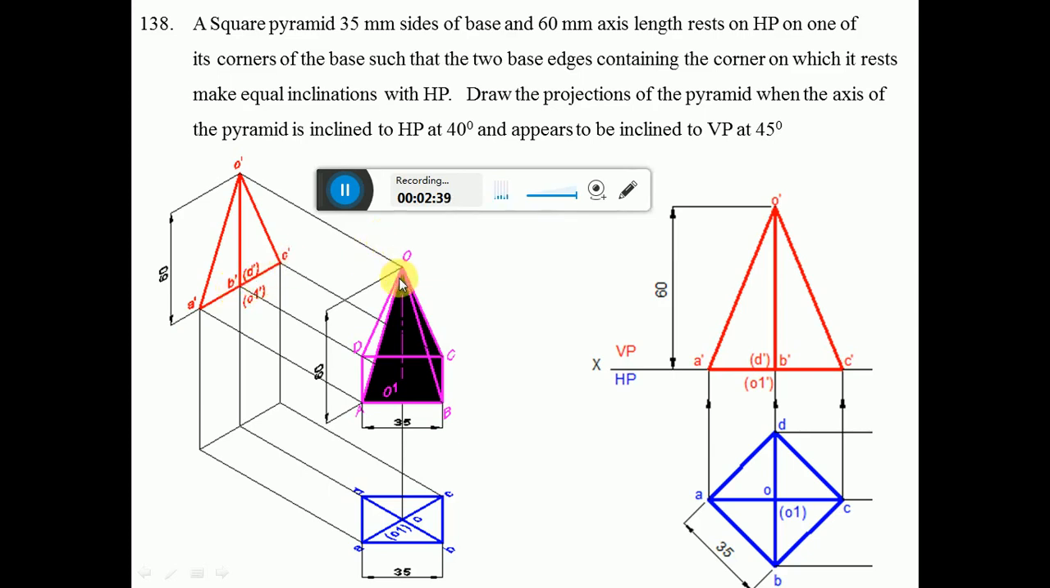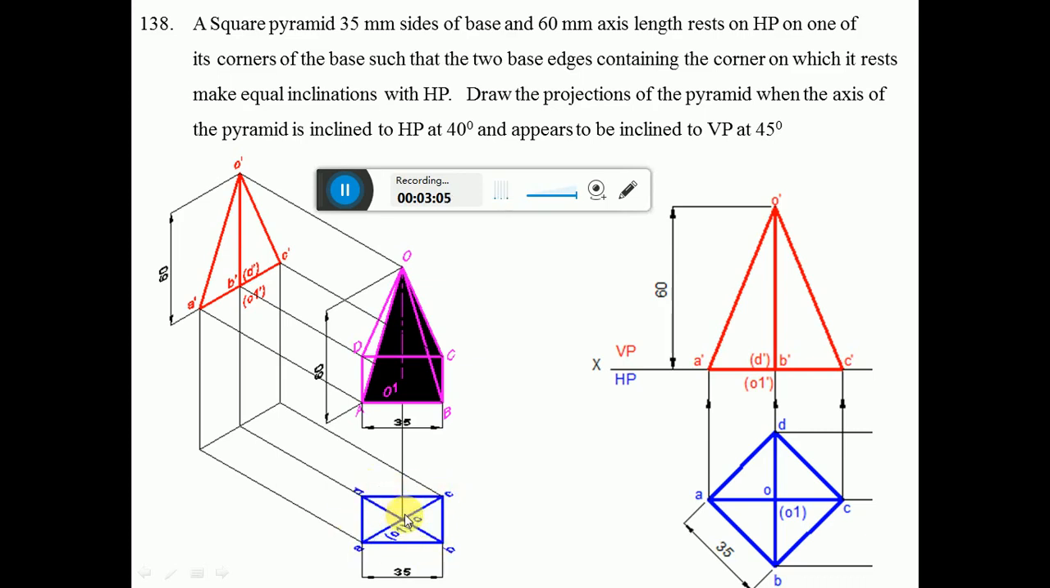When you look from the top view, ABCD is visible and you have the apex point. So draw a continuous dark line between AC and BD, because OA is a dark slant edge and OC is also a slant edge. So here OA and OC, similarly OD and OB. So you have four slant edges and here you have the triangular faces OAB, OBC, OCD and ODA.